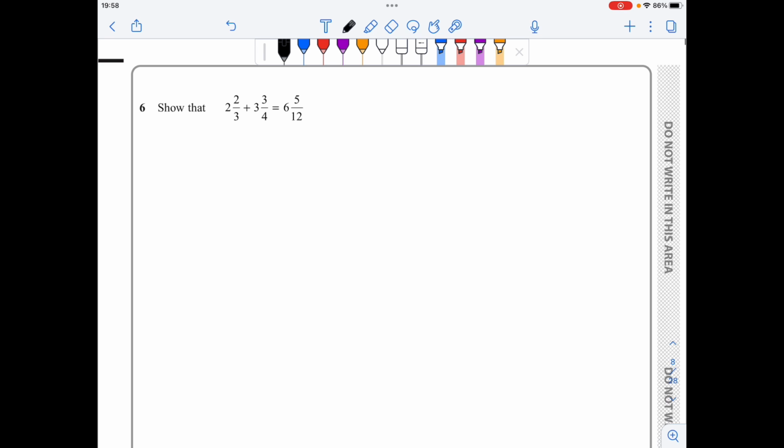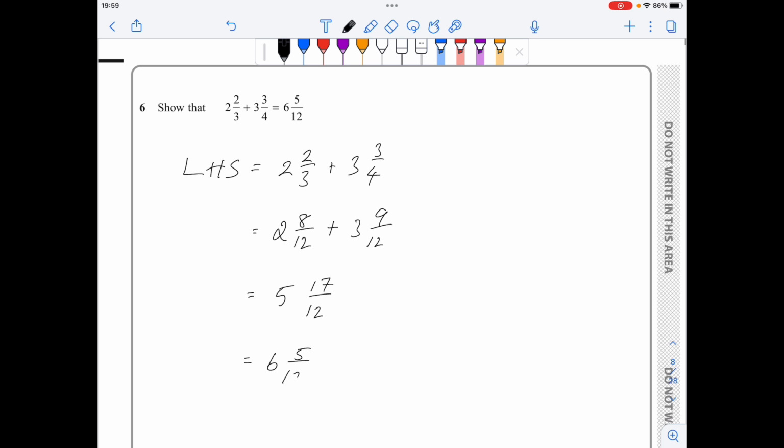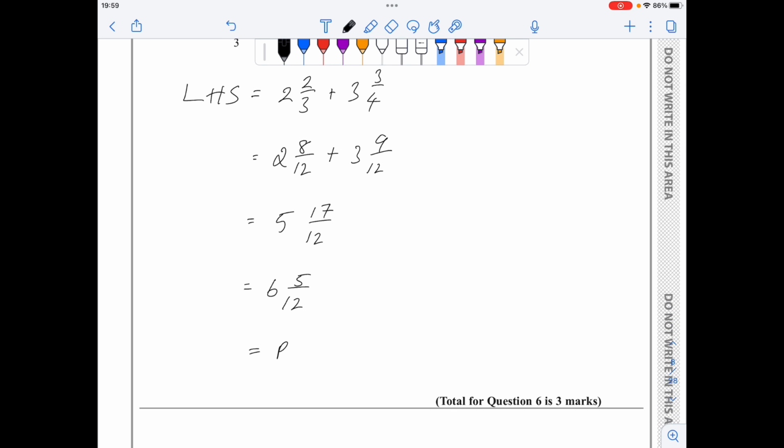For question 6, I'll start with the left-hand side, which is 2 and 2 thirds plus 3 and 3 fourths. The lowest common multiple of the two denominators is 12, so 2 and 8 over 12 plus 3 and 9 over 12 will give me 5 and 17 over 12, which is equal to 6 and 5 over 12, which is equal to the right-hand side.